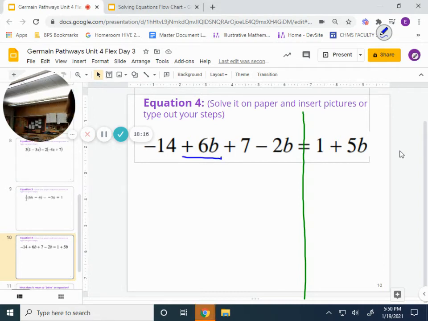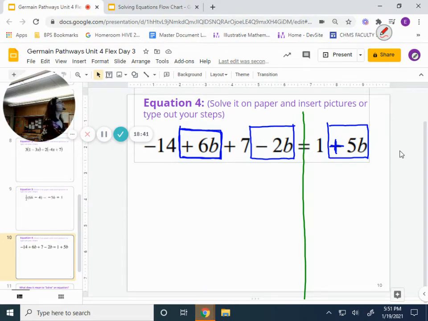So for example, this plus sign is attached to the 6B. So I put a box around that B. Now I have a 2B here, and I have to include this negative sign here. And then on the other side of the equal sign, I have a 5B that I'm going to put a little box around as well, making sure that I keep this plus sign in there attached to that 5B. Okay, so I have all my B's boxed.